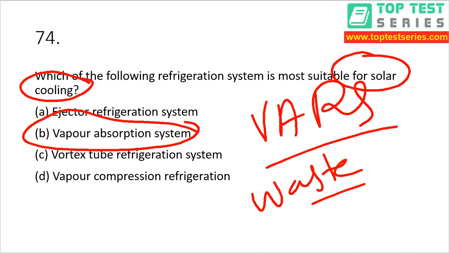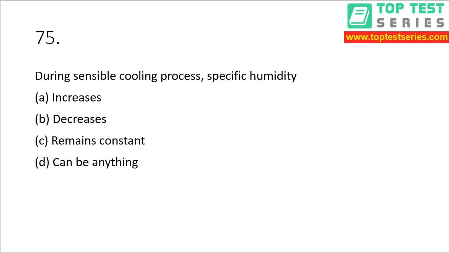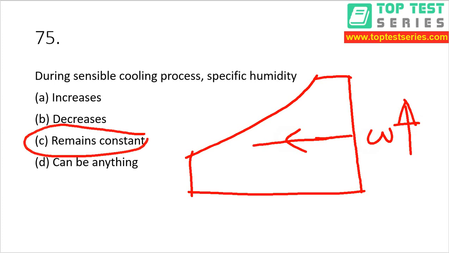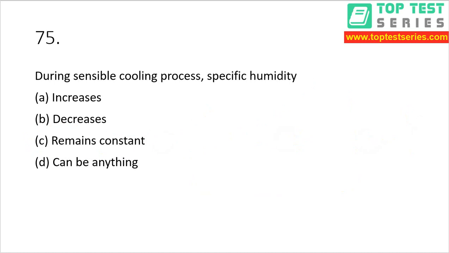Please remember that. Now, question number 75. During sensible cooling process, specific humidity. Whenever you are getting such type of question, especially from psychrometry, always come to the psychrometric chart. It is talking about sensible cooling, and this is specific humidity. What will happen to specific humidity, my dear? As you can see in the diagram also, it is not changing. It is constant. Option C is the correct answer for this question.